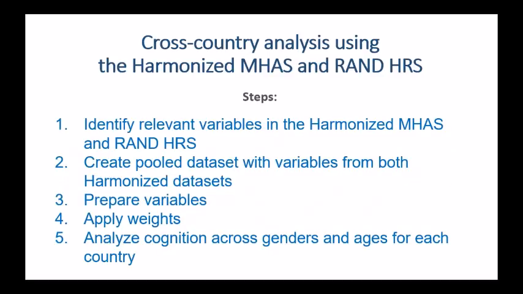So here are the steps we're going to go through. The first is we're going to identify relevant variables in the Harmonized MHAS and the RAND HRS, which we want to use for our research. We're going to create a pooled data set with variables from both harmonized data sets together in one. When I say pooled, some people say pooled or stacked, but we're going to have respondents from both of these surveys in the same data set. We're going to compare our variables. We're going to apply weights. And then we're going to analyze cognition across genders and ages for each country.